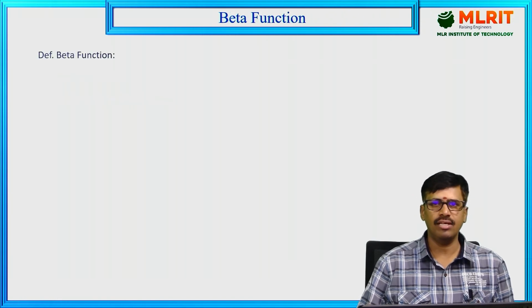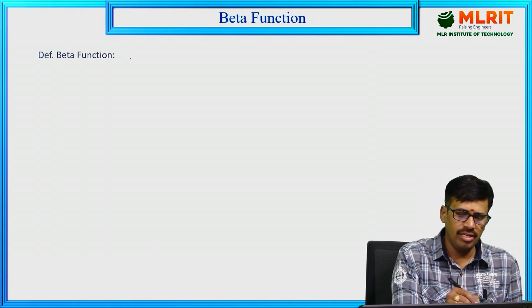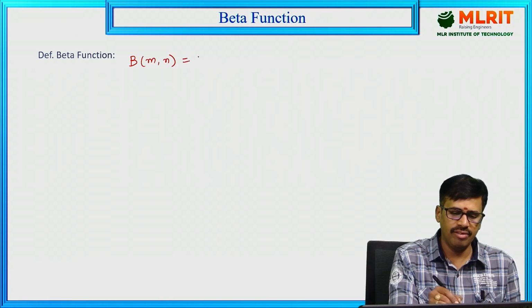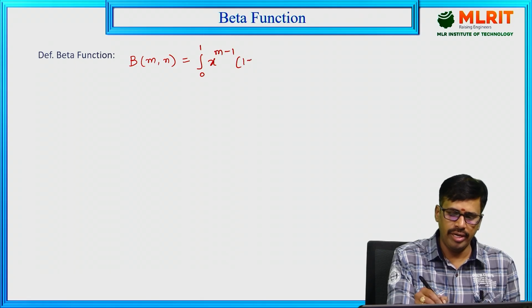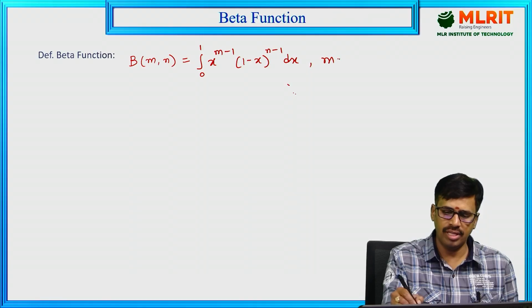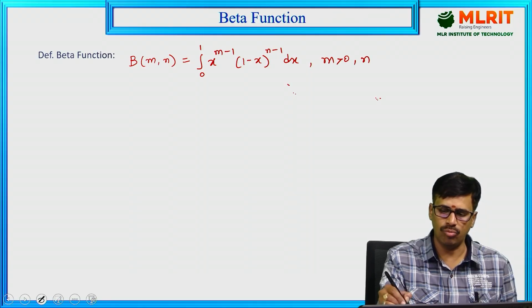Right, let us see the actual definition of beta function. So, beta function is a special function which is denoted with B of m comma n, and it is defined as integral 0 to 1 x power m minus 1 into (1 minus x) whole power n minus 1 dx, where m is greater than 0 and n is greater than 0.